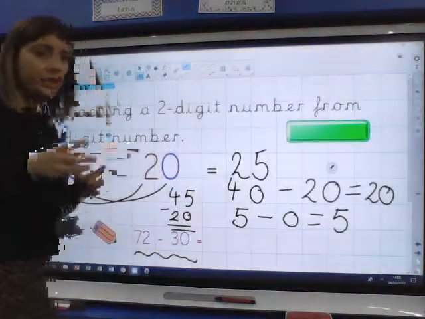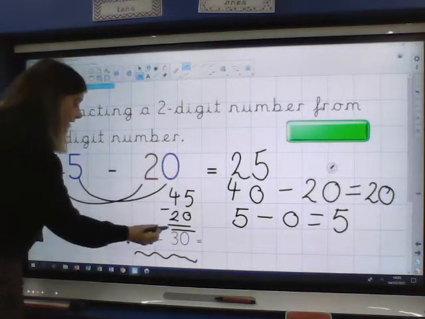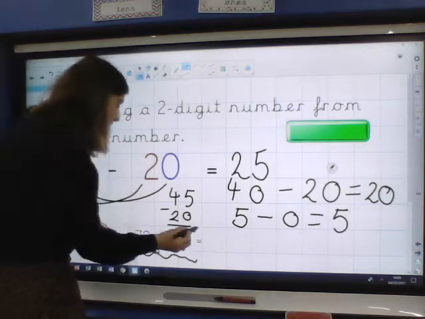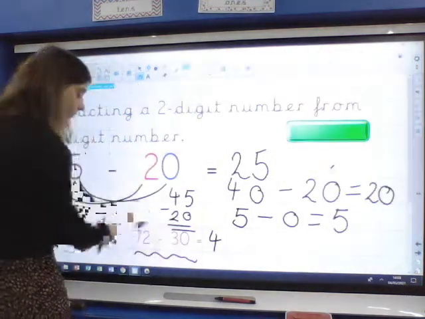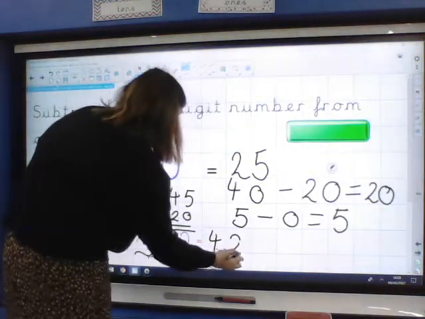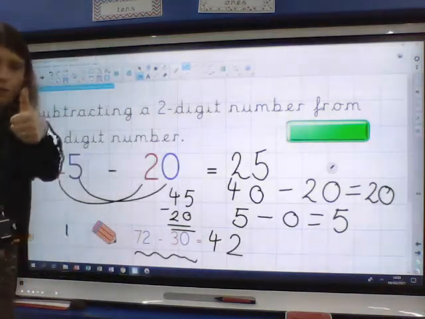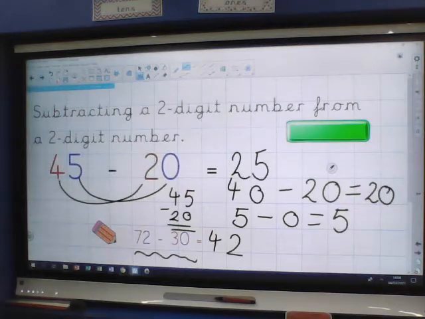So if you paused and you've completed it, 70 take away 30 is 40. So it's going to be 40 something. 2 take away nothing is 2. So our answer is 42. Did you get 42? Well done if you did.